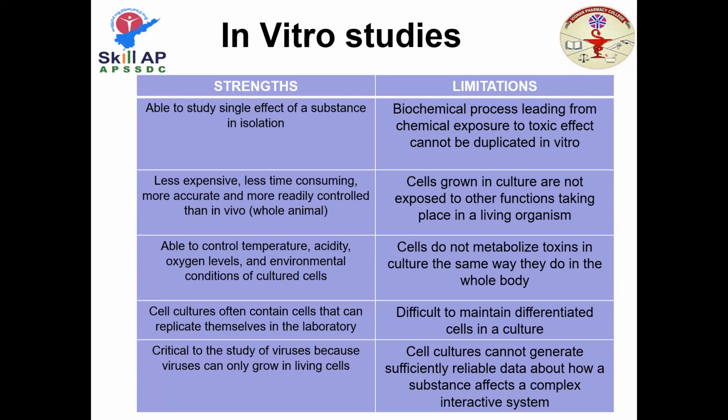So the chances of toxicity are higher, and it is difficult to maintain differentiated cells in a culture. Differentiated cells are nothing but, from the same cell, like stem cells, we get different kinds of cells. You might know that if there is any threat or robbery, a person's hair or nail or blood stain is sufficient to identify them, because any part of the body contains the same genome.